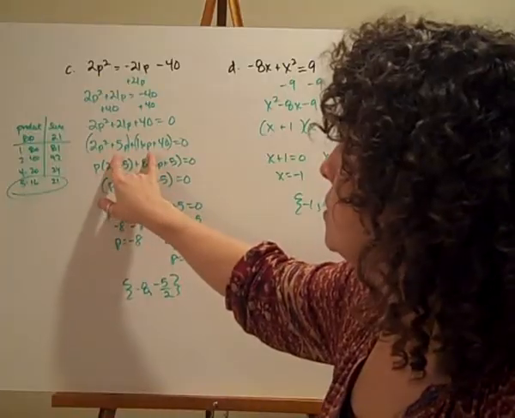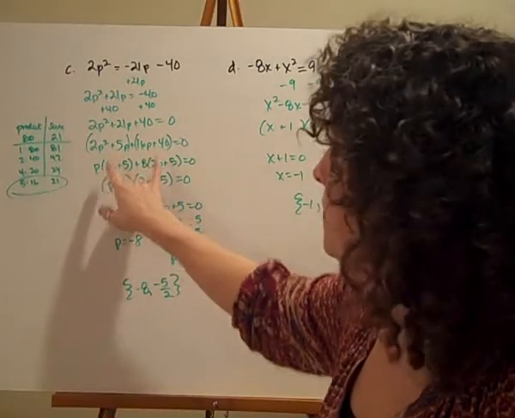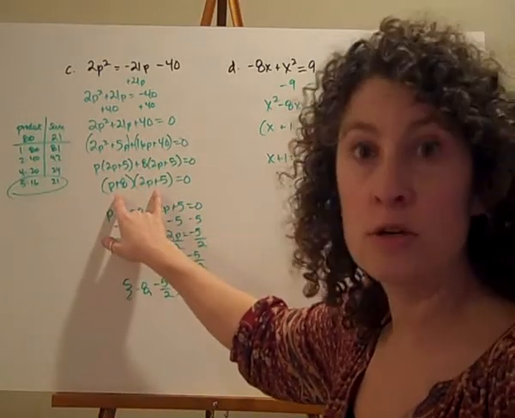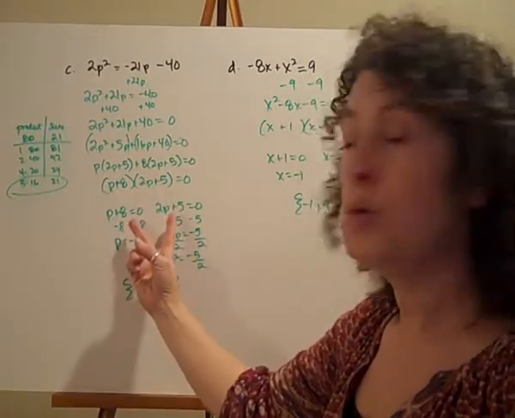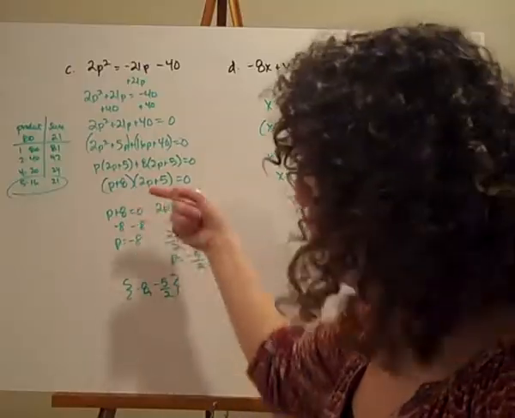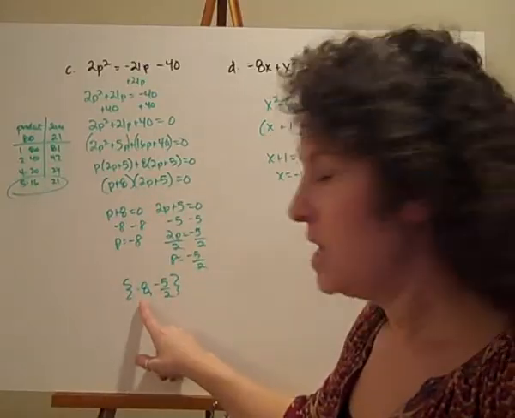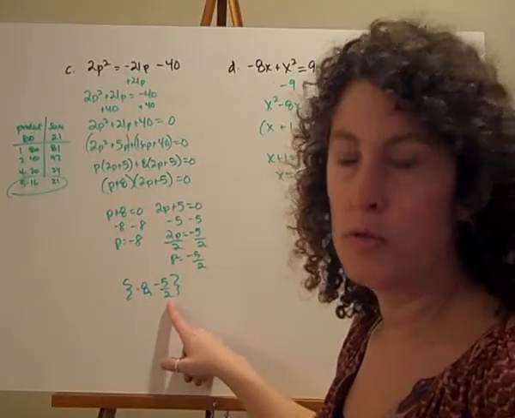So I broke this up into 5p plus 16p, factored those. I have these two factors, p plus 8 and then 2p plus 5. Broke those into two equations, each equal to 0, and I come up with two solutions, negative 8 and negative 5 over 2, or negative 2 1/2.